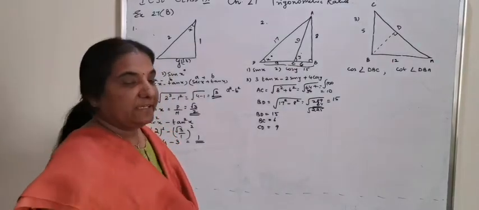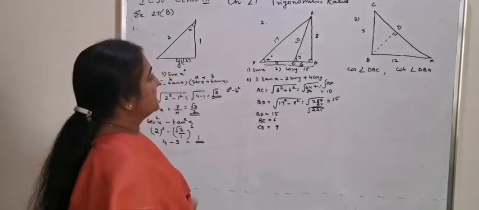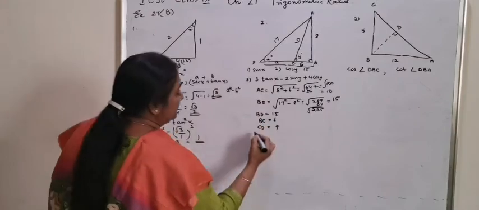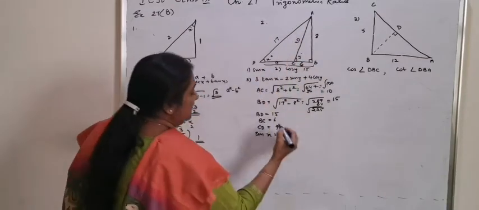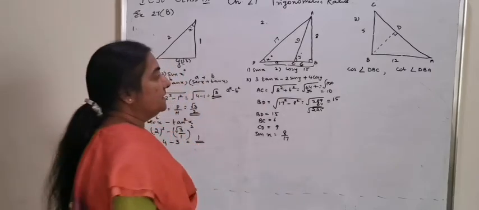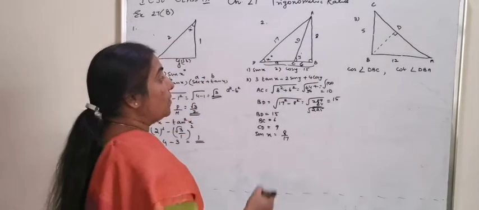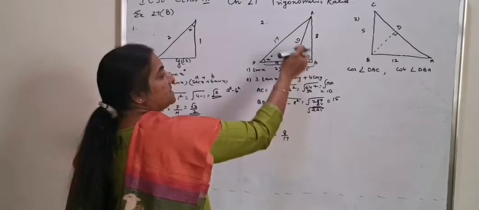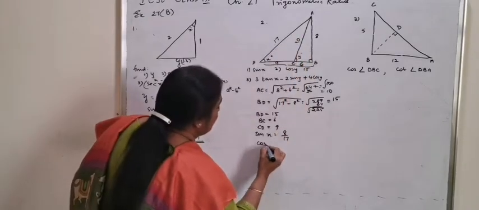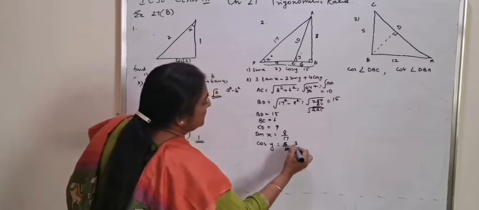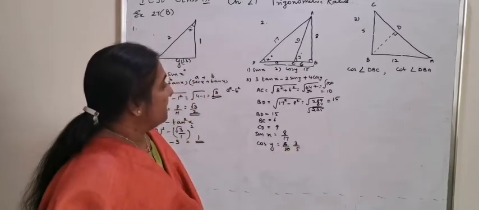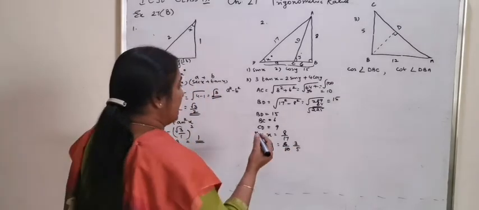And now let's find out sin x. Sin x, in the bigger triangle, is equal to 8 by 17. The next is cos y. Cos is base by hypotenuse. Cos y is equal to 6 by 10. You can reduce it as 3 by 5. The next value is 3 tan x.